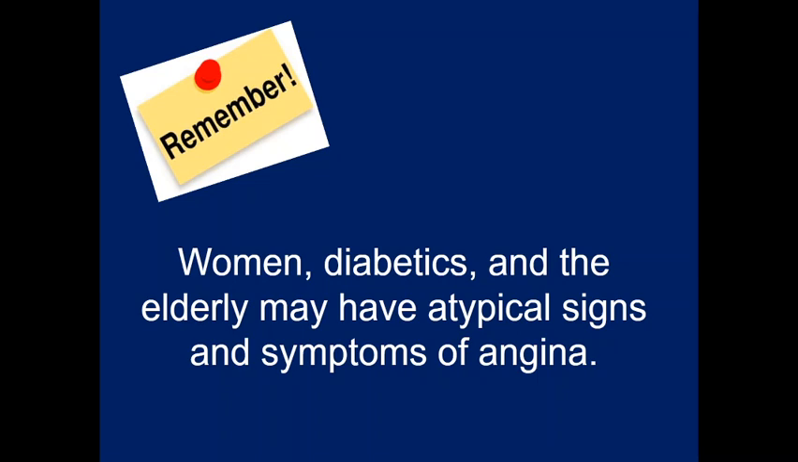And so with these populations, you have to have an extra index of suspicion if they have risk factors. Right, elderly women who are obese and have hypertension who call you because they're having a little trouble breathing and they look a little sweaty, think cardiac in origin. Diabetics are at higher risk for cardiovascular disease, and certainly elderly are as well. So just because someone doesn't have chest pain doesn't mean they're not having an infarction or angina.